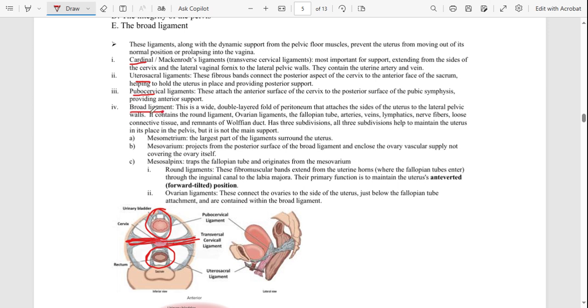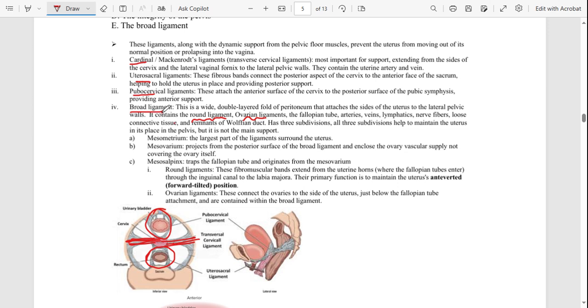Okay, pubocervical. We also have what we call the broad ligament. Now, it's actually a double layered fold of peritoneum. It will attach on the sides of the uterus and then to the lateral sides of the pelvic wall. But the broad ligament contains other ligaments in it. For example, it contains the round ligament of the uterus or ligamentum teres of the uterus. If you just say round ligament, you also have the round ligament of the liver, so please be specific. And then you also have the ovarian ligament. So all these ligaments are present in the broad ligament.